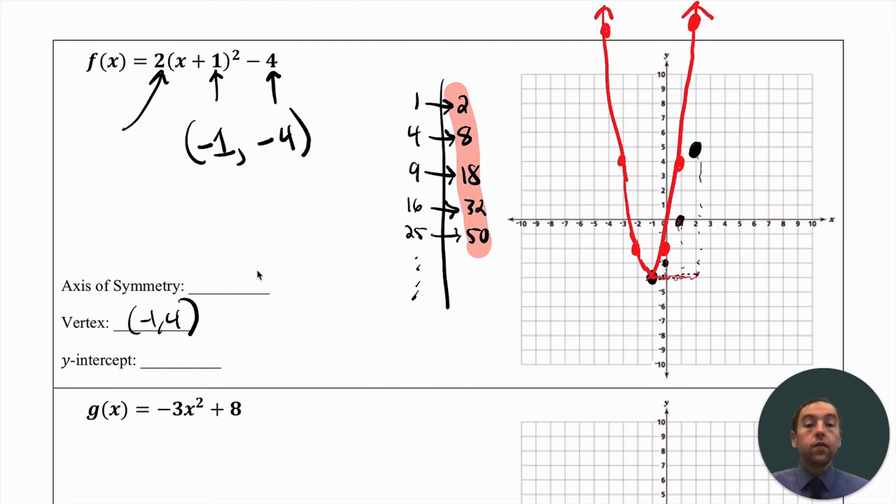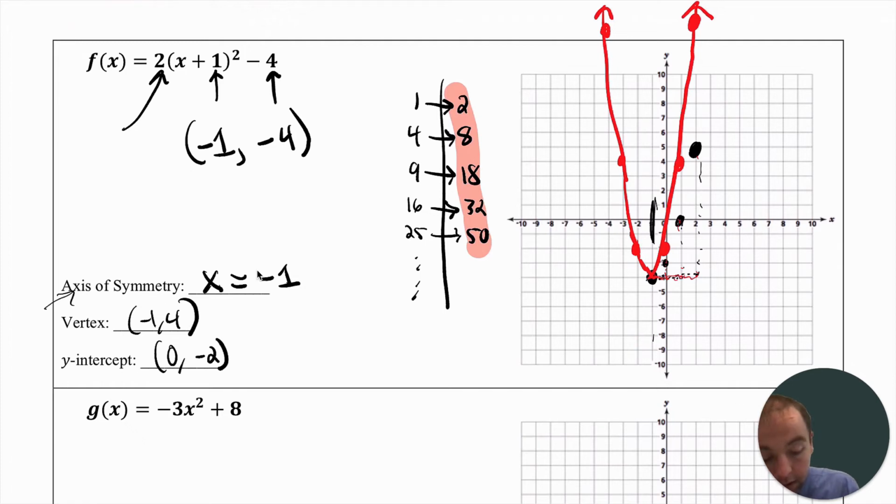You can see that it's a little bit skinnier than normal. So finishing off some aspects of this graph in terms of the axis of symmetry, you can see that it's crossing through -1 right there, so you want to define that as the vertical line x equals -1. And then finally, for the y-intercept, you can see on the graph right there, it's crossing through -2, so it will be at the ordered pair 0, -2.